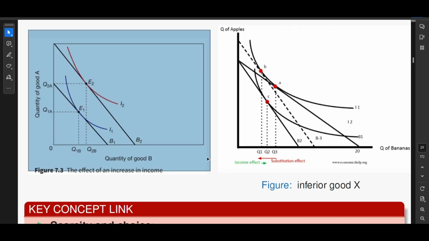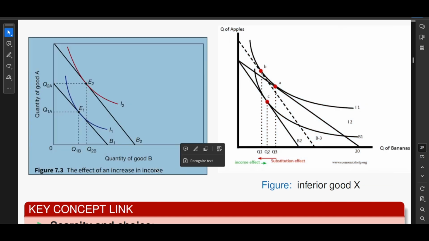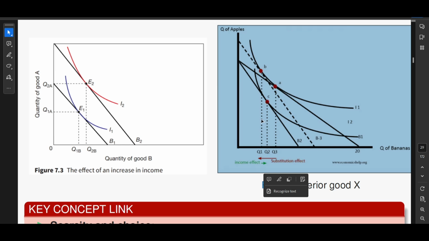We go back to the initial question I asked: how is the budget changing here now? Okay, so the price of bananas increased. Good, but actually you have it backwards, right?